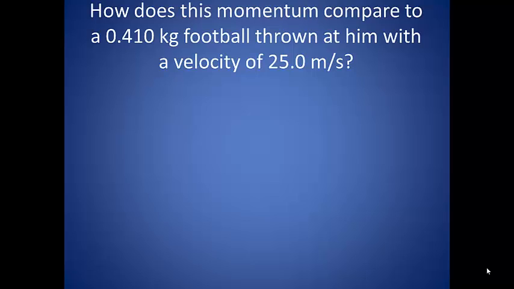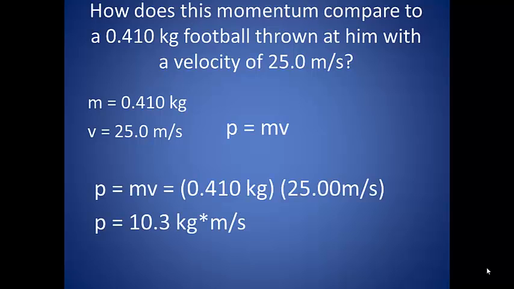We can do the same thing for the ball he is catching by substituting in the mass and the velocity of the ball. The mass of the ball is 0.41 kilograms, while the velocity is 25 meters per second. Finding the momentum of that ball, we multiply the mass times the velocity, and we get 10.3 kilograms times meters per second.